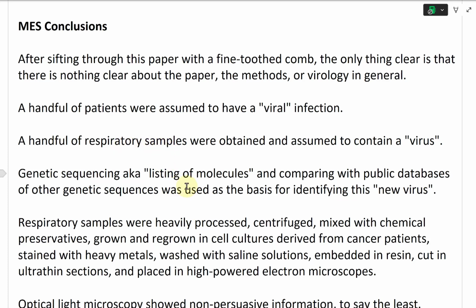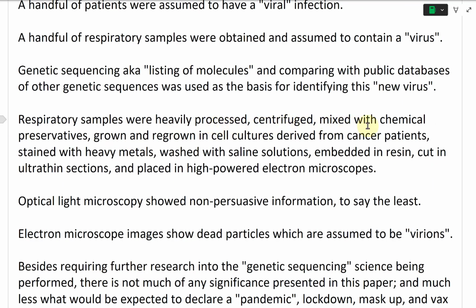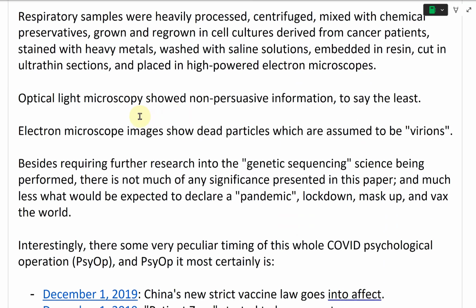Genetic sequencing, aka listing of molecules, and comparing with a public database of other genetic sequences was used as a basis for identifying this, quote, new virus. Respiratory samples were heavily processed, centrifuged, mixed with chemical preservatives, grown and regrown in cell cultures derived from cancer patients, stained with heavy metals, washed with saline solutions, embedded in resin, cut in ultra-thin sections, and placed in high-powered electron microscopes. Optical light microscopy showed non-persuasive information, to say the least.